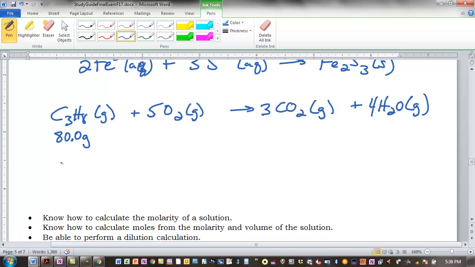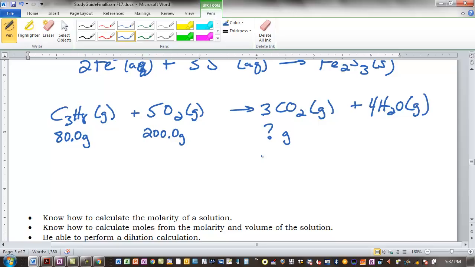Let's react 80 grams of propane with, let's see, I'm just trying to get good numbers here. Hang on. 80. Okay, so 80 grams of propane with 200 grams of O2. Let's ask again how much CO2 is produced.